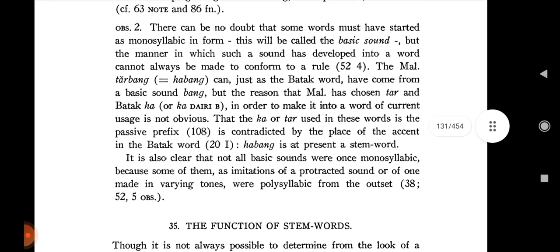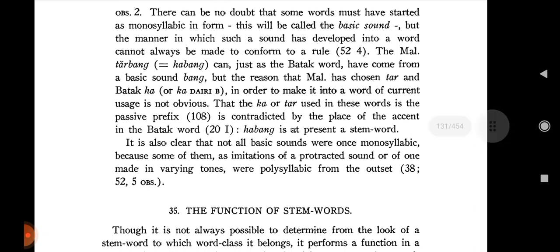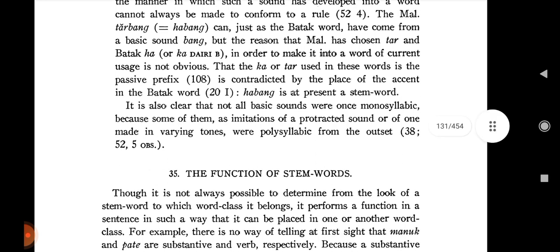Ops 2. It can be noted that some words must be stated as monosyllabic in form. This will be called the basic sound, but the manner in which such a sound has developed into a word cannot always be made to conform to a rule. The Malay tarbang and Batak habang can, just as the Batak word, have come from a basic sound bang. But the reason that Malay has chosen Tar and Batak Ha or Ka in order to make it into a word of current usage is not obvious.